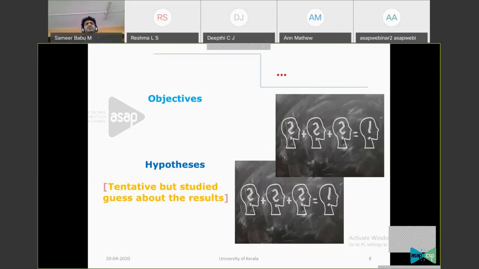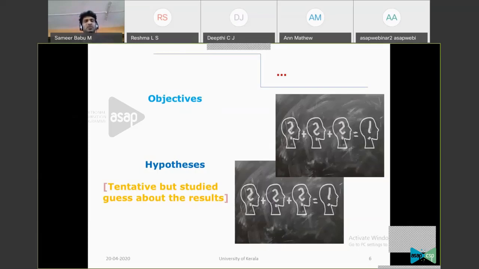Coming from the objectives to the hypothesis. Once the objectives are clear, then your duty is to write the hypothesis. Most of the time historical researchers do not write hypotheses. But in most other cases, especially in quantitative research, we have to write hypotheses and test them. In qualitative research also we write hypotheses.